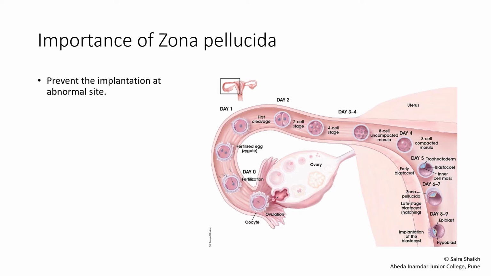Student, look at the picture. Here we can see an early blastocyst present in the uterus. The early blastocyst has the outermost zona pellucida, which is still intact. Inner to that are the trophoblast cells.